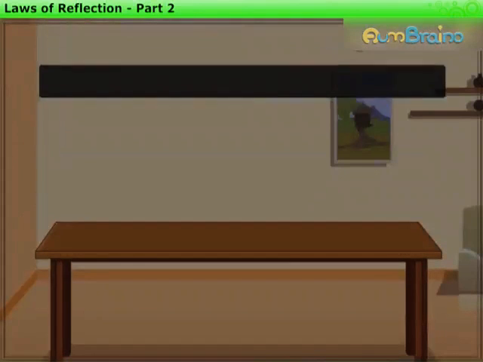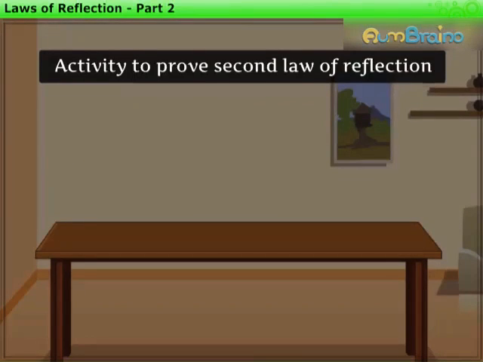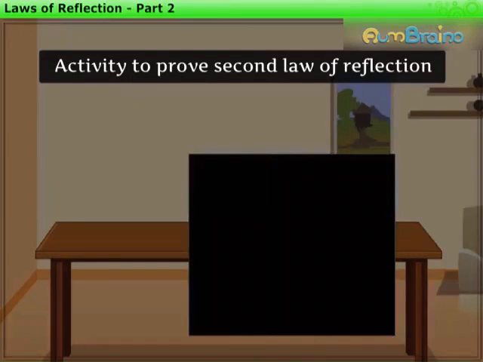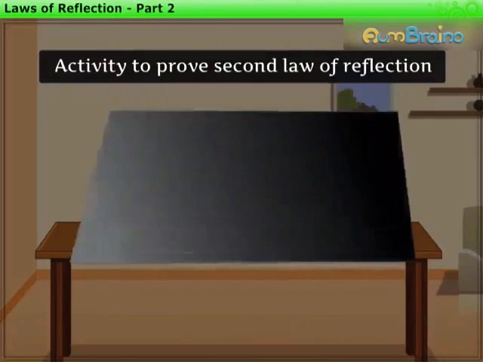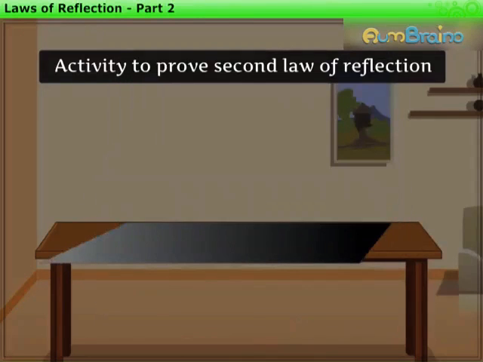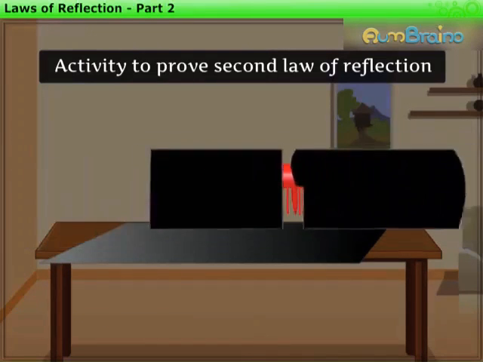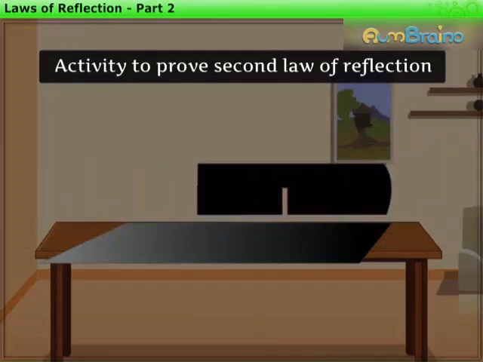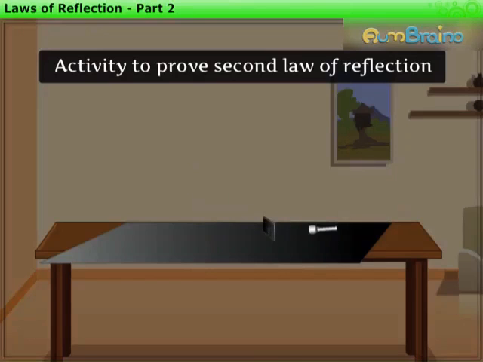Now, let us perform an interesting activity to prove the second law of reflection. For this, take a sheet of stiff paper, or a chart paper. Let the sheet extend a little beyond the edge of the table, as shown. Take a comb, and close all its openings, except one in the middle, using a strip of black paper, as shown. Hold the comb perpendicular to the sheet of paper.